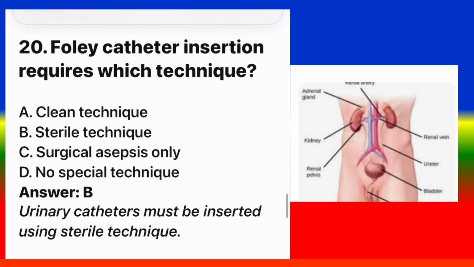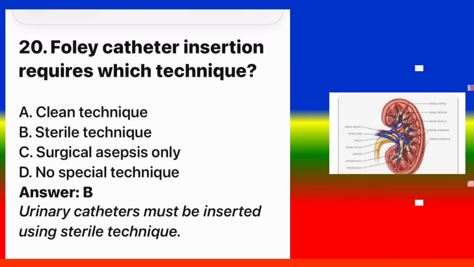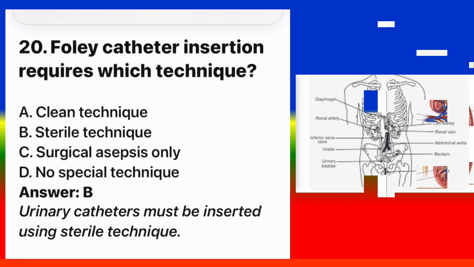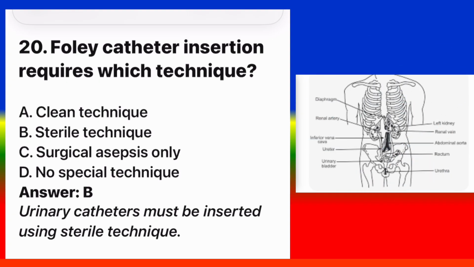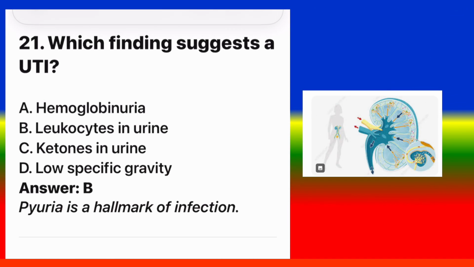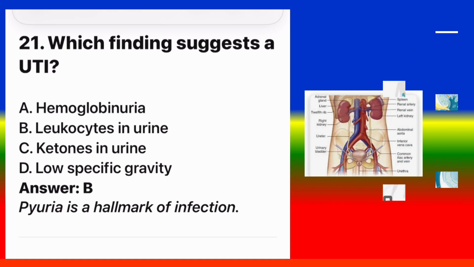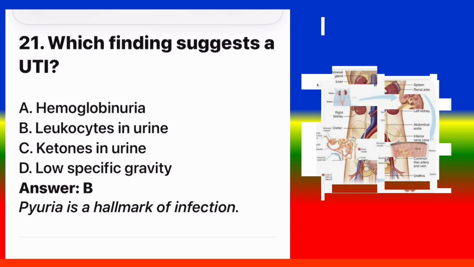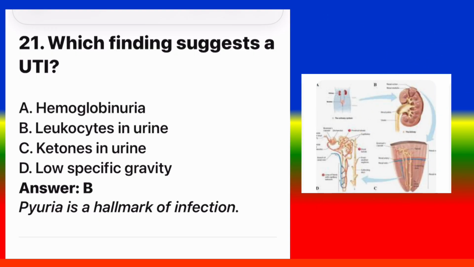20. Foley catheter insertion requires which technique? A. Clean technique. B. Sterile technique. C. Surgical asepsis only. D. No special technique. Answer B. Urinary catheters must be inserted using sterile technique. 21. Which finding suggests a UTI? A. Hemoglobinuria. B. Leukocytes in urine. C. Ketones in urine. D. Low specific gravity. Answer B. Pyuria is a hallmark of infection.